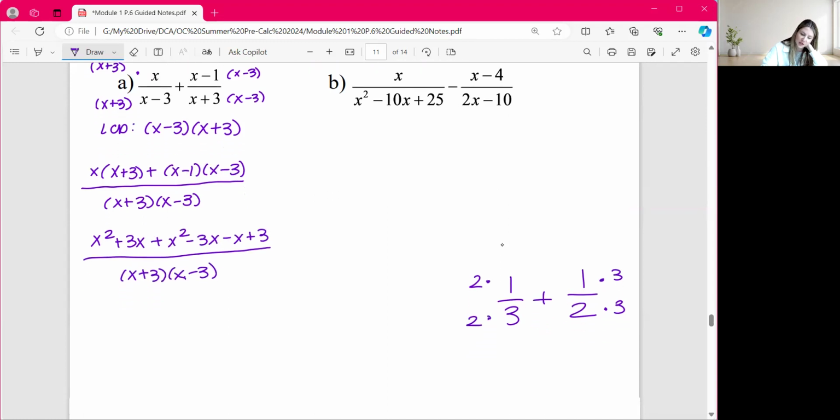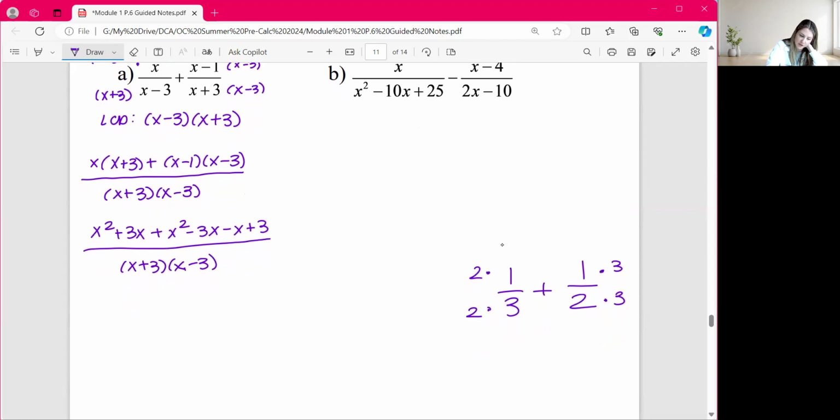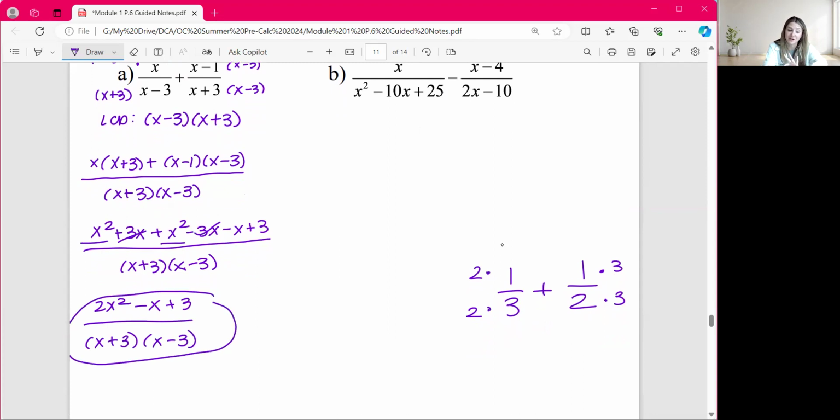And then combine like terms in my numerator. So I'm going to have 2x squared. 3x minus 3x cancels, and I'll be left with minus x plus 3, all over x plus 3 and x minus 3. And that's going to be our final answer.